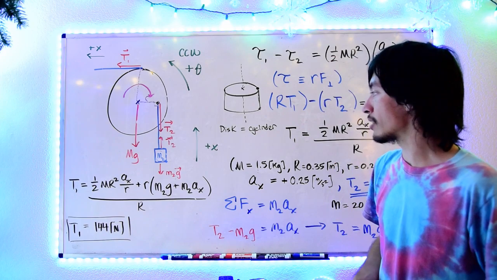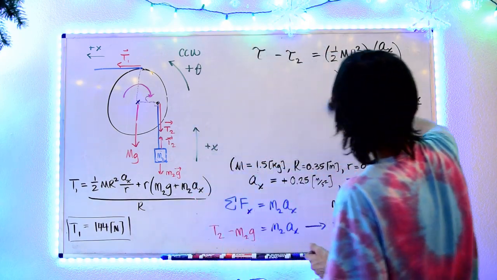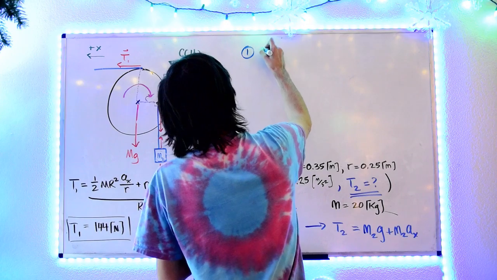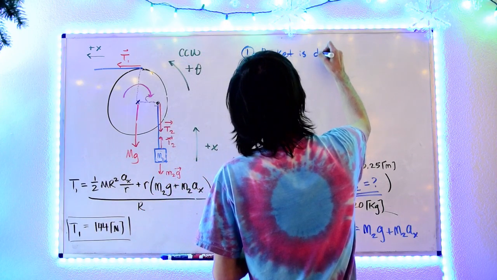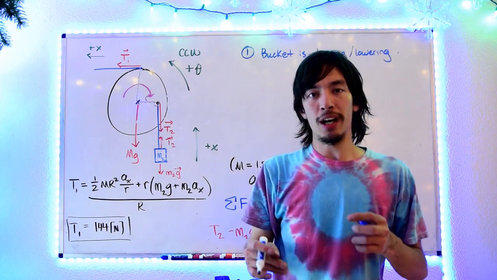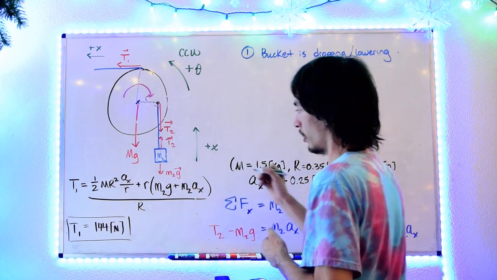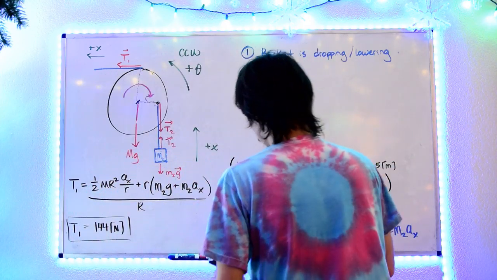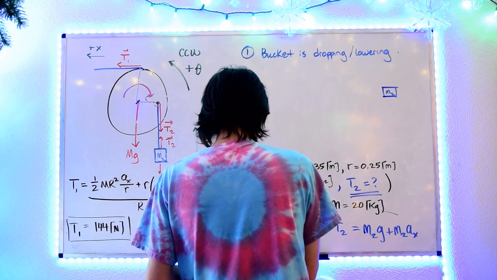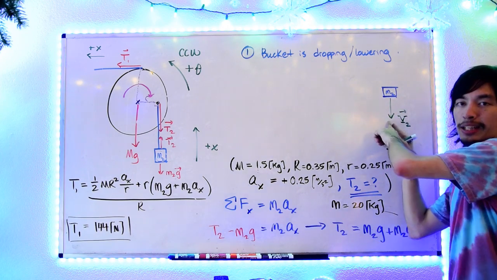But in my case, because I stated in the problem directly two factors, let me write those factors down real quick. I first stated that one, the bucket is dropping or lowering. Okay, that's the first point. Because I know the linear motion of this object is downwards, let me indicate that here. Here's my mass, m2, and I'm only going to draw the velocity for now. So I know its velocity, call it v2, is directly downwards.